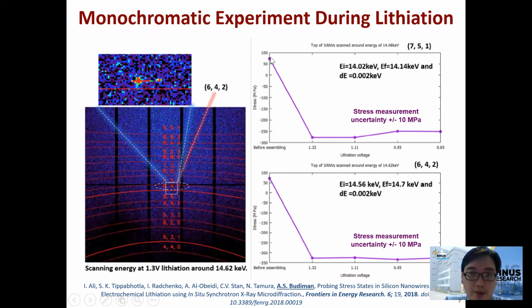So the tension stress is when the stress is positive. The compression stress is when the stress is negative. The compression stress will prevent the fractures from happening.